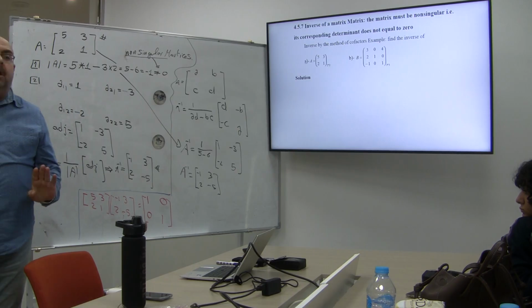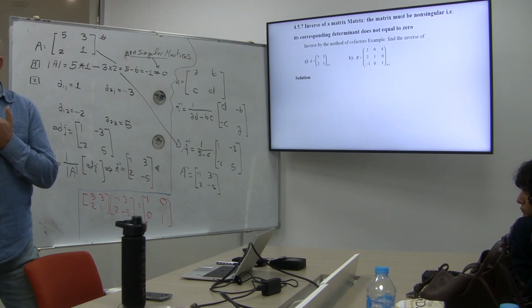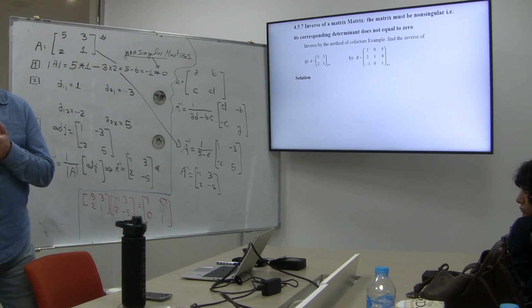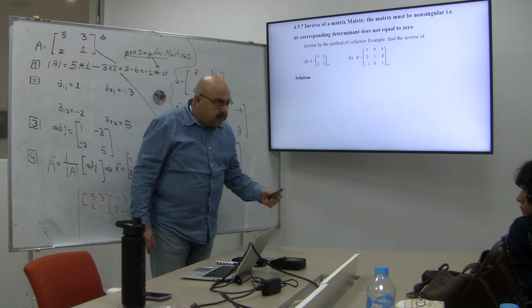Identity matrix. Okay, perfect. So for the time being, I know how to get the inverse of a 2 by 2 matrix either by the cofactor method or by the empirical rule. Same steps once more.